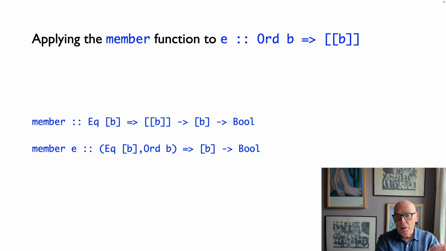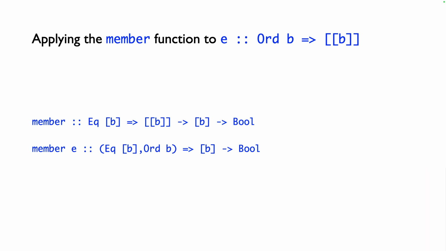But what do we have in the context? We have Ord B in the context from the type of E, but we also have EQ of list of B in the context because of the member function itself. So now we've got a context that's requiring two things. It's requiring equality on list of B, and it's requiring an ordering on B itself. Now we could leave that context as it is, but there are two different ways we can simplify it.